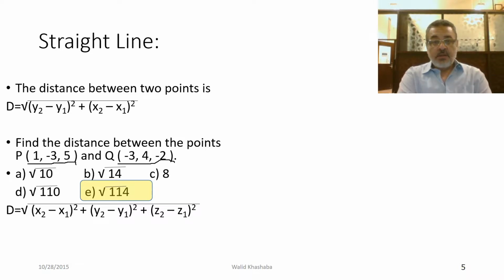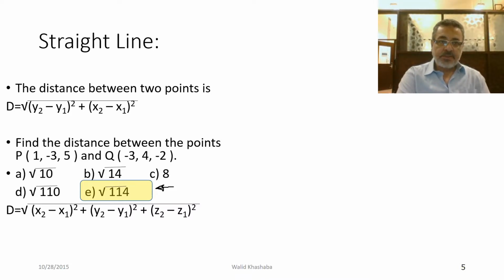Well, these 3 components can never fit in this rule. That's why we need this one. The distance in this case will be the root of the difference between y squared plus the difference between x squared plus the difference between z squared. Simply, if we use the rule, we can find that the answer is 3 times root 114.